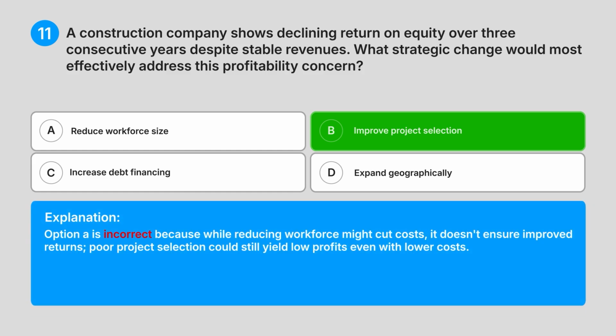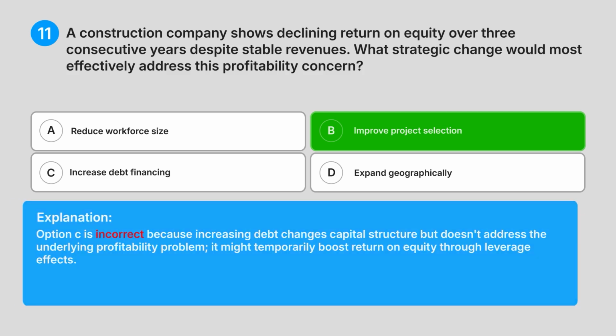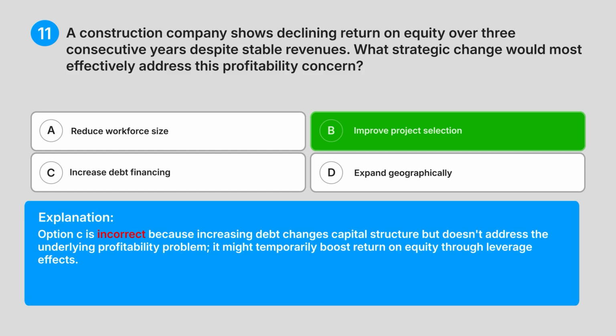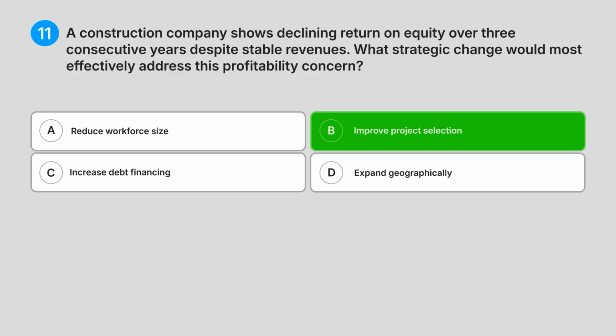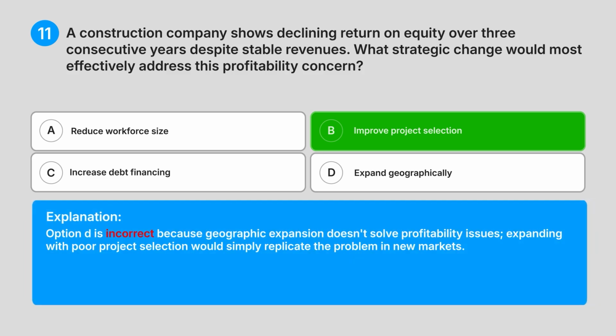Option A is incorrect because while reducing workforce might cut costs, it doesn't ensure improved returns. Poor project selection could still yield low profits, even with lower costs. Option C is incorrect because increasing debt changes capital structure but doesn't address the underlying profitability problem. It might temporarily boost return on equity through leverage effects. Option D is incorrect because geographic expansion doesn't solve profitability issues. Expanding with poor project selection would simply replicate the problem in new markets.